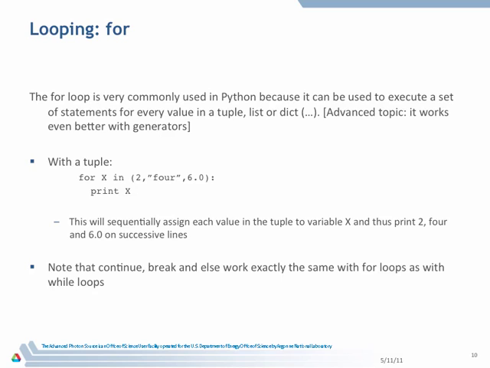And the syntax is for some variable in something, and it turns out at some point much later we'll talk about iterators. This is something that just simply has to evaluate to a bunch of values. So what this is going to do is it's going to assign x first to be 2, then to 4, and then to 6. So this will print out on one line 2, next line 4 as a string, and then 6.0 on the third line.